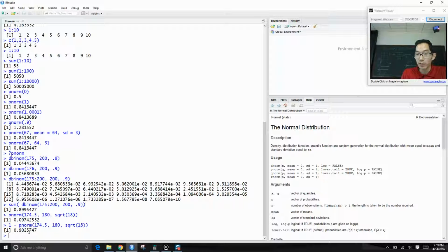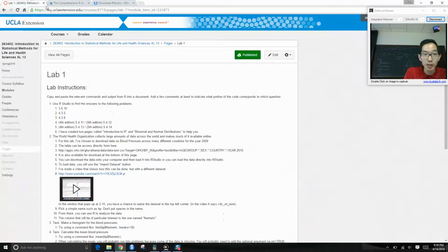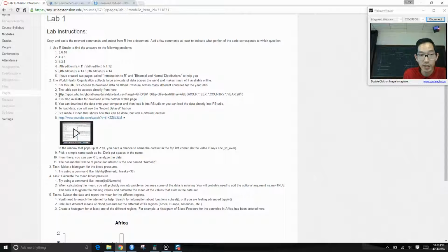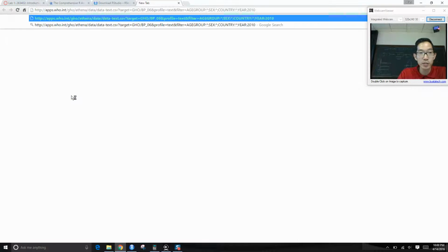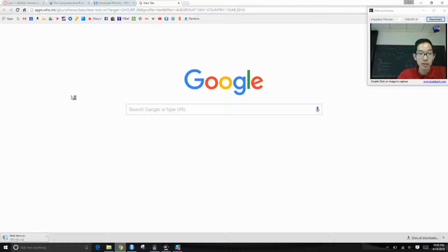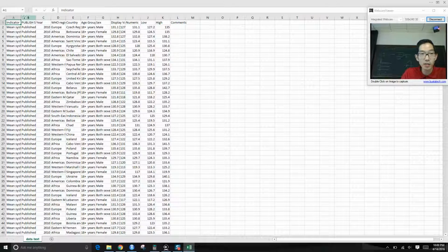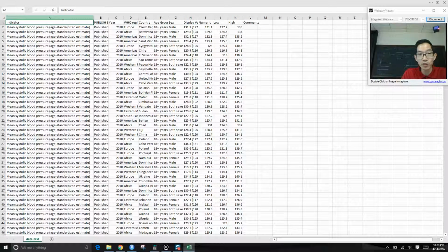So we have all of this. Part of your lab is also to download a data set. You're going to download the data set and load it into R. I hope the link still works, let me just make sure. Yes, this is data from the World Health Organization, and basically we're looking at a whole bunch of different countries.